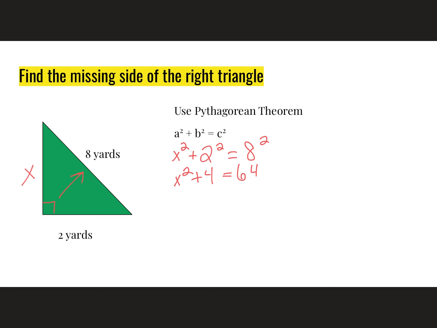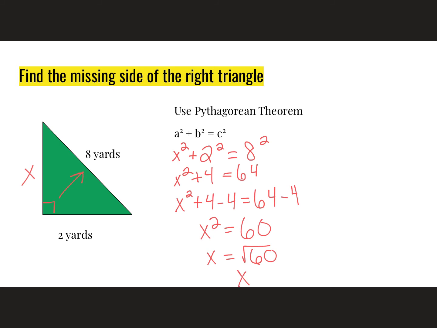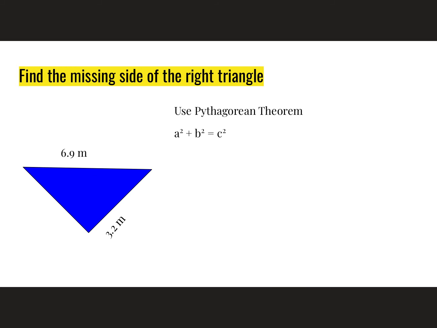I'm simply going to subtract 4 from each side. So I have x squared plus 4 minus 4 equals 64 minus 4. So I get x squared equals 60. Take the square root of both sides. I get x equals the square root of 60. Again, that's my exact answer. If I want to approximate it, I put it in my calculator, and it gives me x is approximately 7.7. In my calculator, 7.74, so again, that rounds to 7.7. Not too bad. Let's try another one.